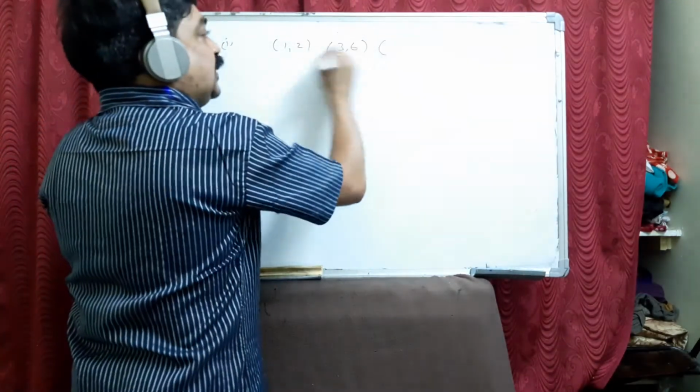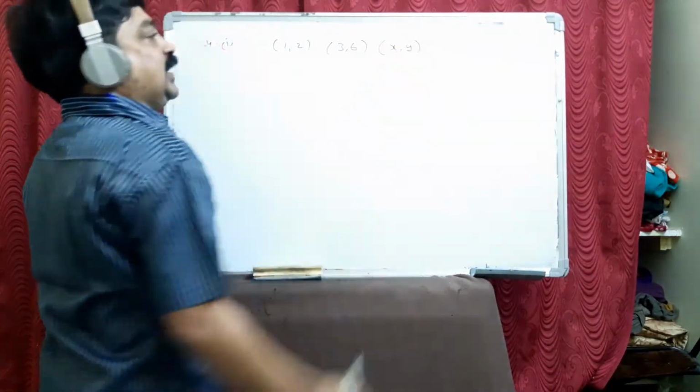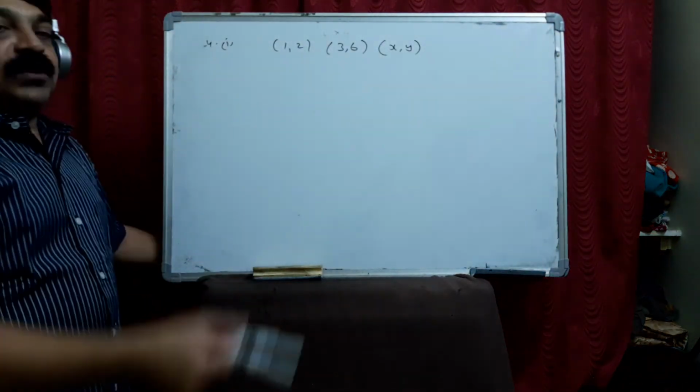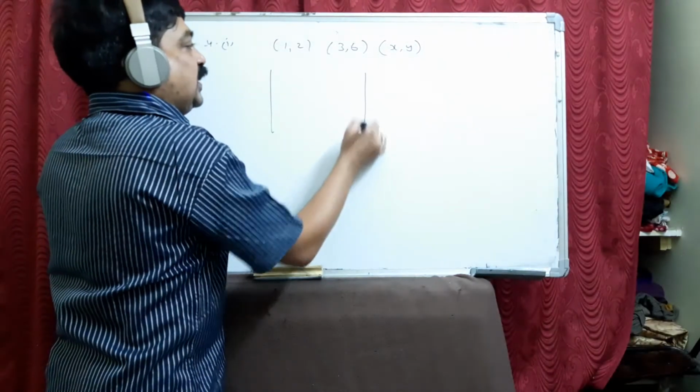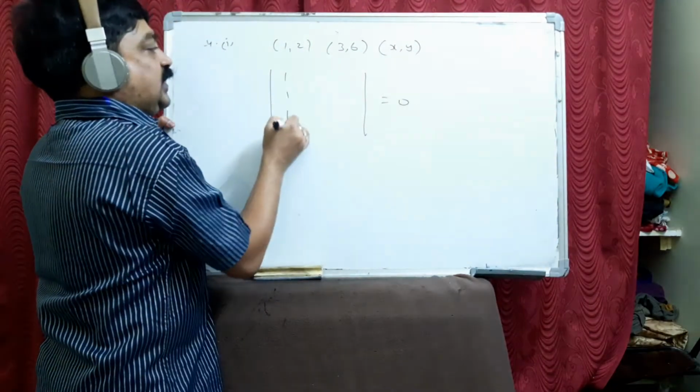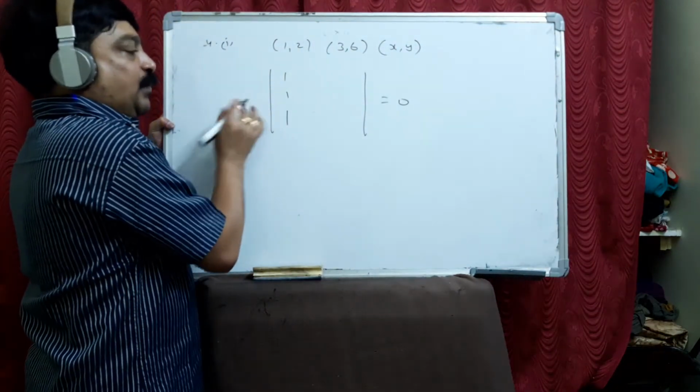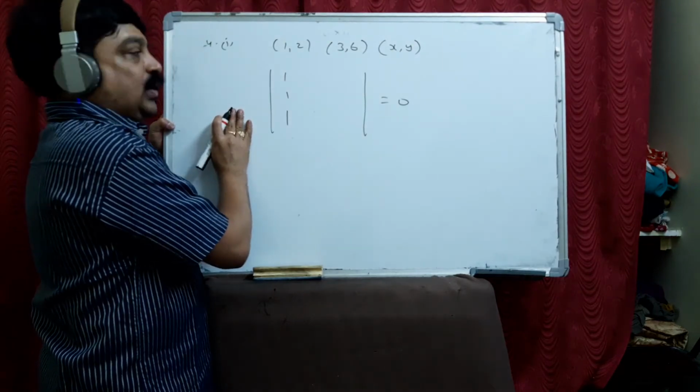Then what is the third one? Third one we take it as x, y and we take all these as collinear. We apply the condition for collinear. What is the condition for collinear? That determinant equals 0, with the area formula, but not writing 1 by 2. No need to write 1 by 2.